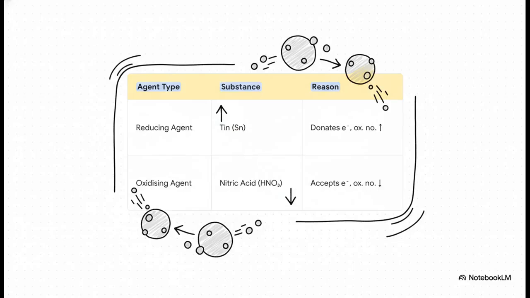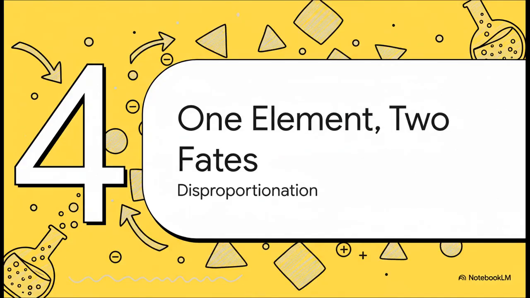Let's circle back to our tin and nitric acid reaction. Who's who? Well, the tin gave away its electrons, causing the nitrogen to be reduced. So the tin is the reducing agent. The nitric acid, on the other hand, took those electrons, causing the tin to be oxidized. That makes nitric acid the oxidizing agent. It's that simple.